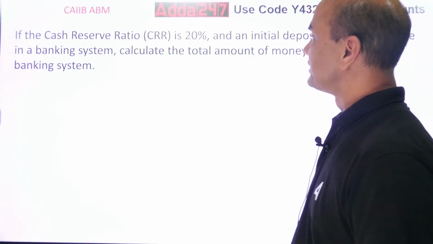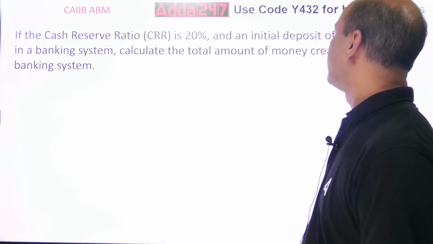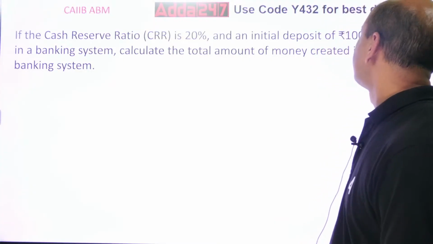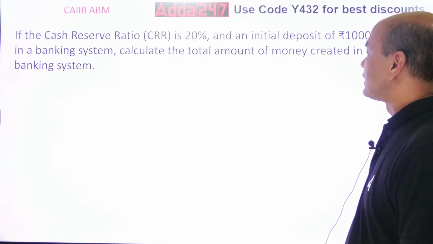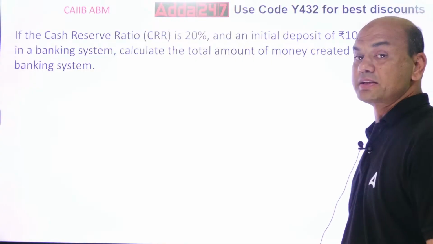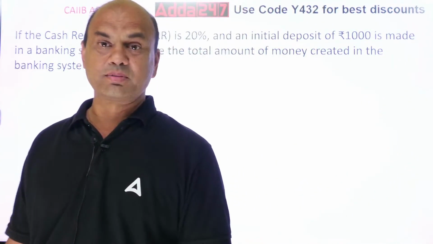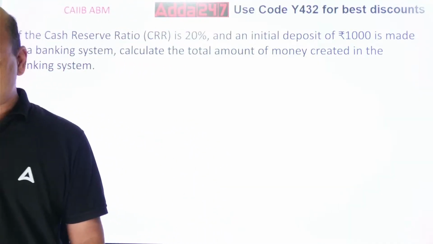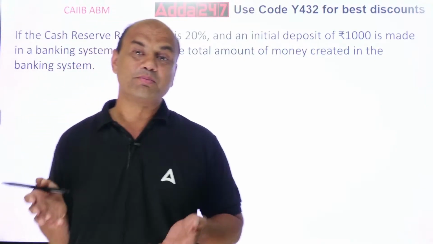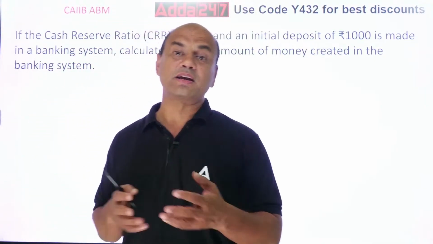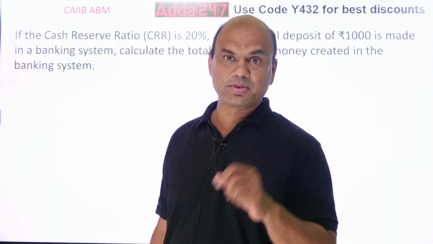It is a case study. If a CRR is 20% and an initial deposit of 1,000 is made in the banking system, calculate the total amount of money created in the banking system. It is so basic, but it is so difficult. You have to calculate the amount of money created using the CRR system. Do you know the meaning of this? See, what do you mean by this?